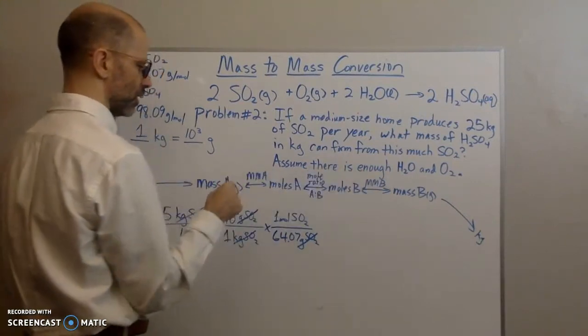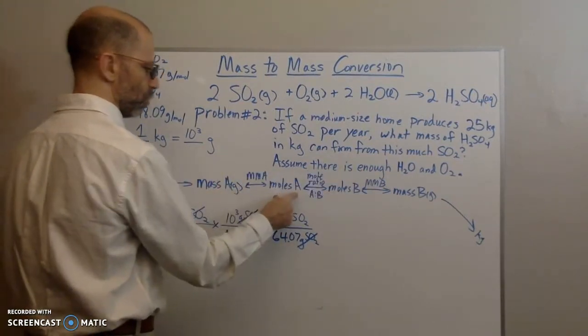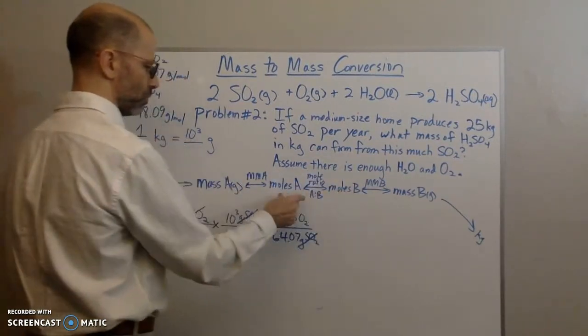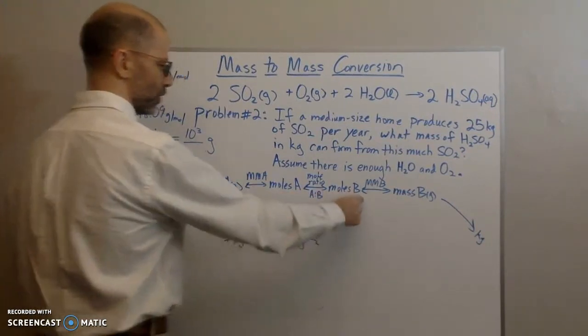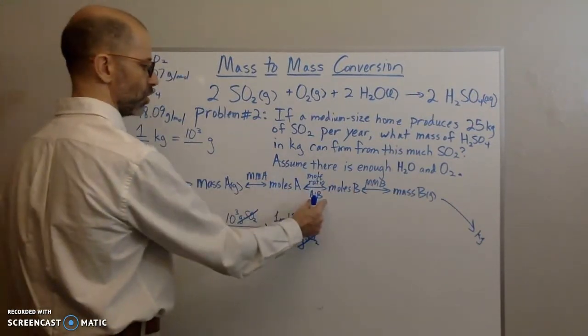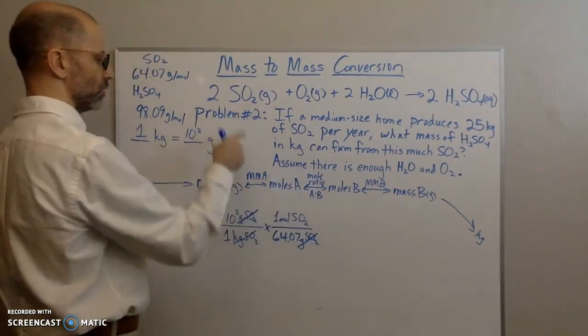I still need to keep going. So now I need to go from moles of A to moles of B, moles of my SO2 to moles of sulfuric acid. And there I'm going to use my mole ratio from the balanced equation.